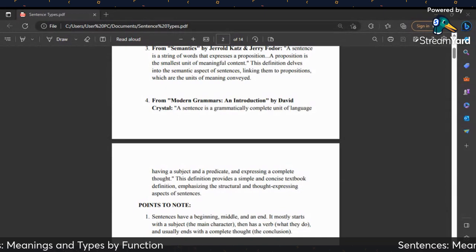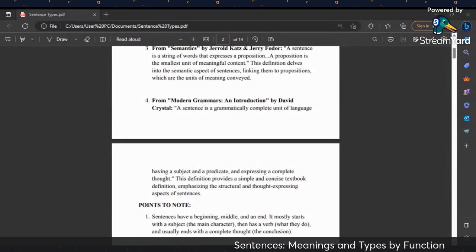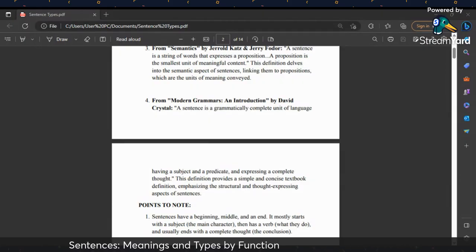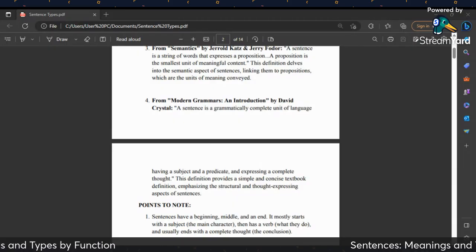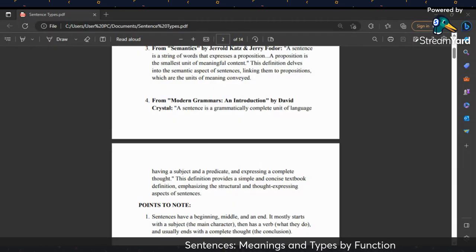These are the points to note. The first point: sentences have a beginning, middle, and an end. Most sentences have a subject, that is the main character, the doer of the action, a verb, what they do, the action they are performing, and they usually end with a complete thought, that is your conclusion.